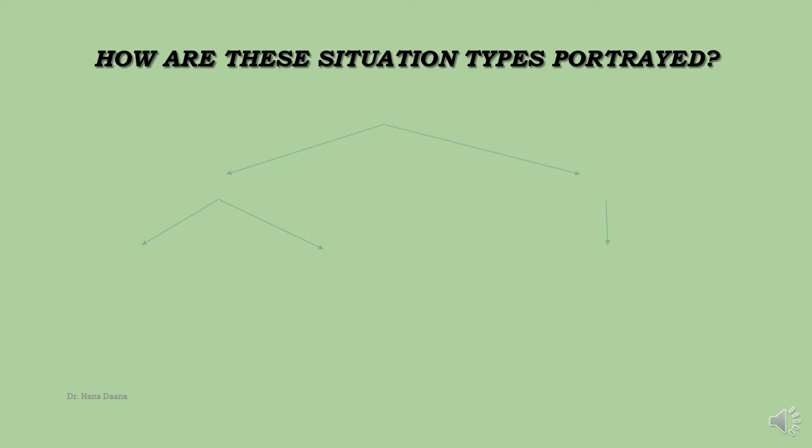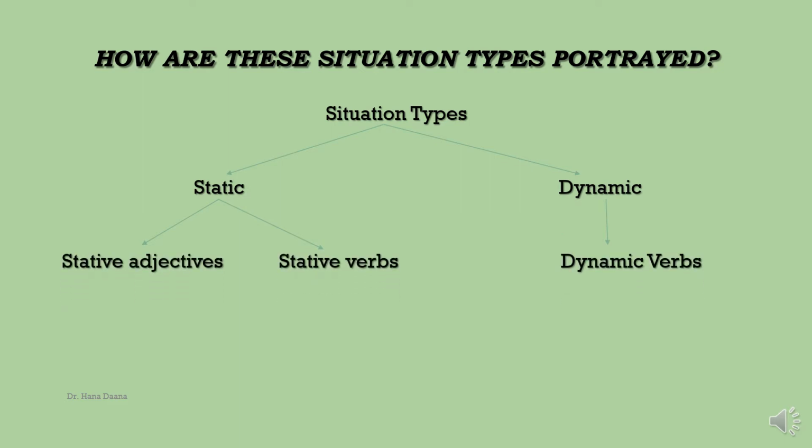As we can see, we had a look at this figure in front of us, which illustrates the two different types of situations. We said that there are two different types of situations: static situations and dynamic ones. And we also said that the static situations are portrayed by using stative adjectives and or stative verbs. And we said that those stative verbs can also be used in a non-stative manner with a slight difference in meaning. And we said that dynamic situations are portrayed by using dynamic verbs, which is the topic of today's session.